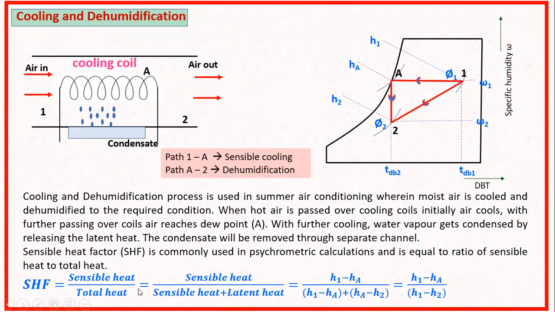Sensible heat factor will be equal to the ratio of sensible heat to total heat. Sensible heat is nothing but 1 to A. Sensible heat means it is just reducing the dry bulb temperature without altering the moisture. Next is the latent heat, keeping the dry bulb temperature constant, only altering the moisture content. That means the water gets condensed and reduces the moisture level. So that means you are releasing the latent heat. That is, latent heat will be HA minus H2. So the sensible heat factor will be equal to H1 minus HA divided by H1 minus H2.